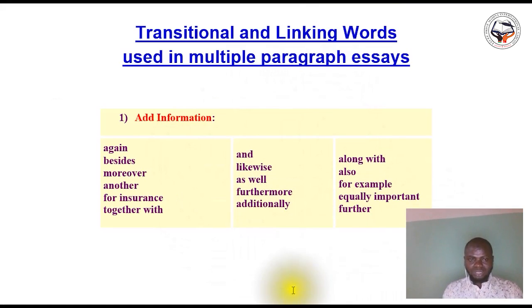They are numerous, and I have tried to separate them. So I repeat, here it is transitional and linking words used in multiple paragraph essays. What we saw last time is when you are writing only one essay. In this situation, it is when you want to use them in multiple paragraph essays. That is why the title is transitional and linking words used in multiple paragraph essays. If you have understood, let's move on.